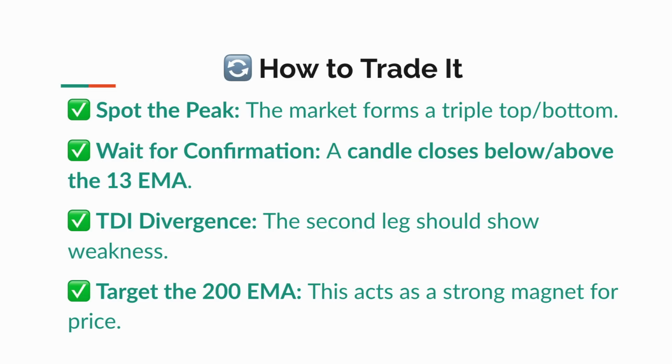So how to trade it is, spot the peak. The market forms a triple top or triple bottom. The next checklist is to wait for the confirmation: a candle closes below or above the 13 EMA. The third one is TDI divergence. The second leg should show weakness.